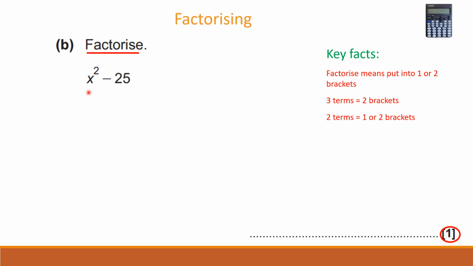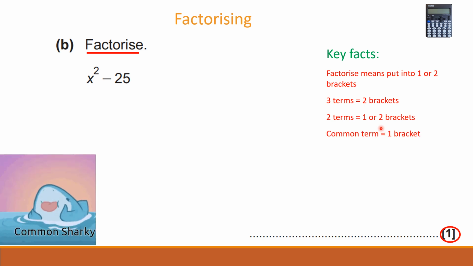And you can see in this question here, I've got 1, 2 terms. So that means we're going to go into 1 bracket or into 2 brackets. Now, to help us decide whether it's 1 or 2 brackets, we need to first of all look and see if there is a common term. Look at the values in here. Is there a common number or letter that goes into both of these terms? If there is, then it goes into 1 bracket. If there isn't, then you're going to go into 2 brackets.